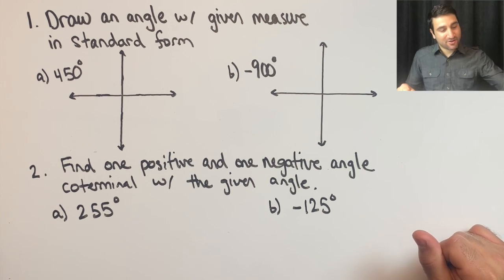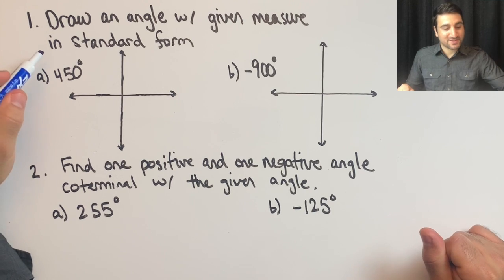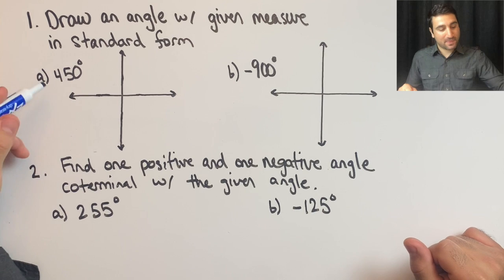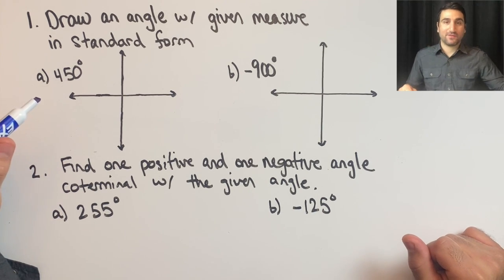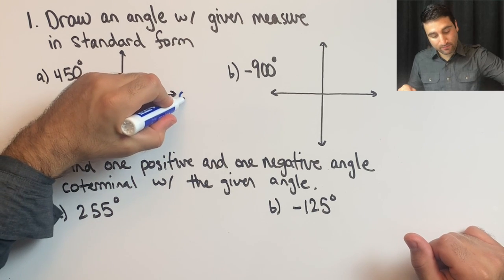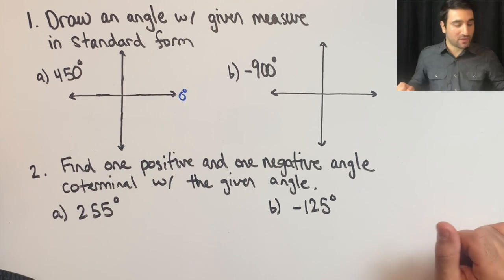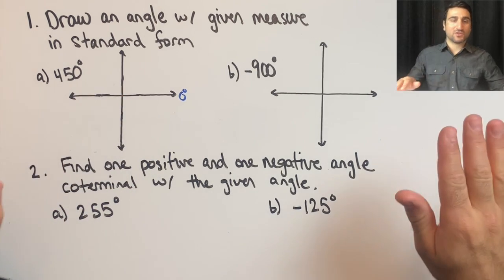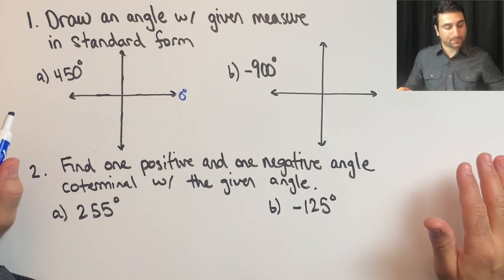This first problem is asking us to draw an angle with given measure in standard form. For 450 degrees, what we're first going to do is mark the zero. We need to know that that is 0 degrees. This positive x-axis is always our reference point for 0.